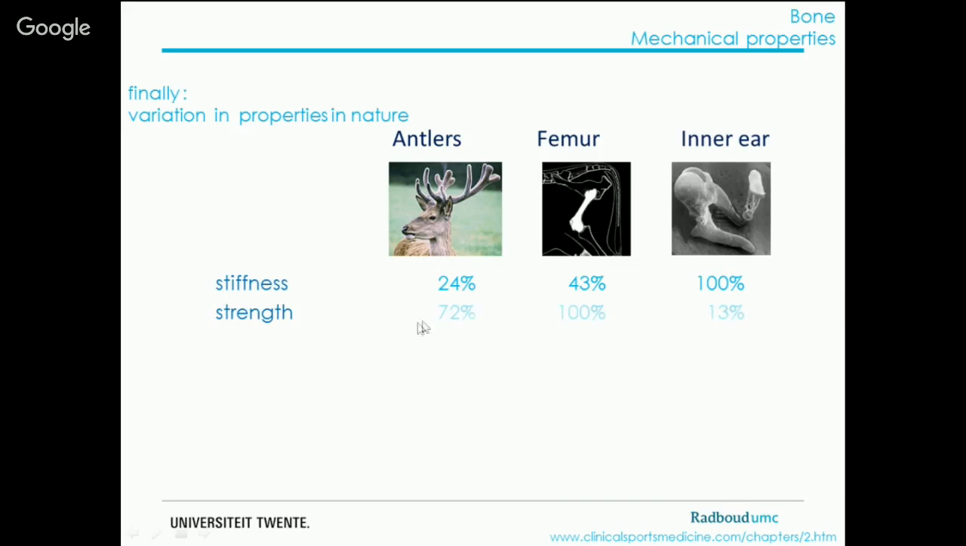If you look at strength, the femur has to carry the most load, so it is 100% relative to the others. Of course, antlers also have to be strong. But if you look at fracture energy uptake, the antlers are much stronger than the femur and the inner ear bone, because their function is to absorb energy in fights with others. So it can take up a huge amount of energy before it fractures. Okay, that concludes my presentation. Thank you very much.